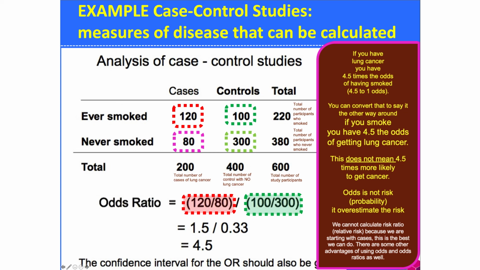This does not mean 4.5 times more likely, because odds generally overestimate the risk. So the risk is likely to be lower, because this is not a risk calculation, it's an odds calculation. We cannot calculate the risk ratio because we are starting with cases, and therefore odds is the best thing we can do. There are some statistical reasons why using odds and odds ratios is important, and we will discuss these briefly in a later session.